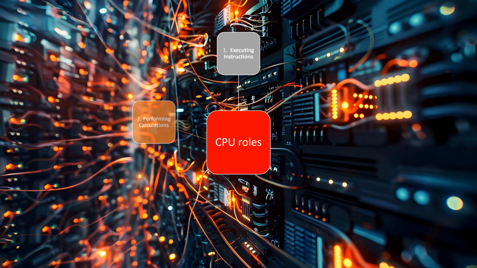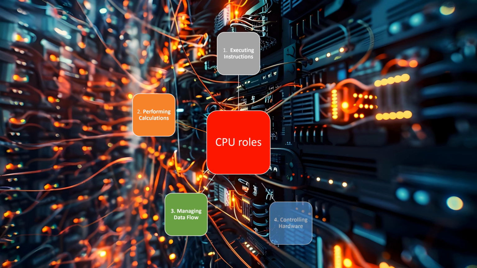Performing calculations. The CPU performs arithmetic and logical operations required by programs. For example, when you use a calculator app, the CPU performs the math operations. Managing data flow. The CPU coordinates the flow of data between the computer's memory, storage, and other components. For example, when you save a file, the CPU ensures the data is written to the storage device.